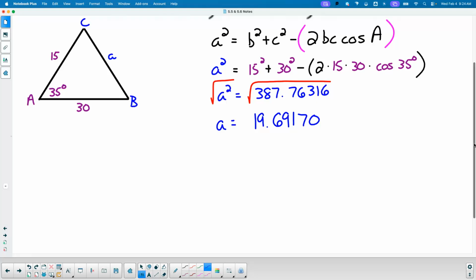Which angle should we solve for next? Angle B? Why B? It's small. It's going to be the smaller of the two. Yep. Okay. So we're going to solve for angle B next. So now I'm going to say that the sine of 35 degrees divided by 19.69170 is equal to the sine of angle B all over 15.